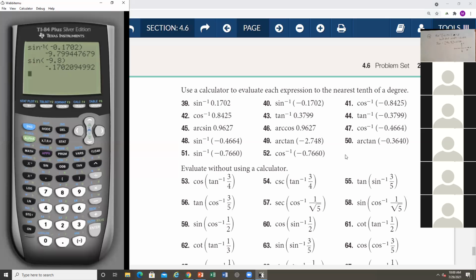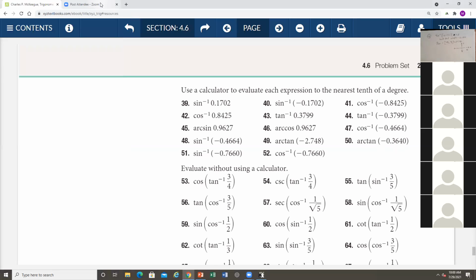Let's try number 50. The arctangent of negative 0.3640 would be what angle? Well, to say we're going to take the arctangent of some real number, negative 0.3640, that's going to give us some angle called theta back. But ladies and gentlemen, if you take the tangent of that angle theta, then you better get back negative 0.3640.